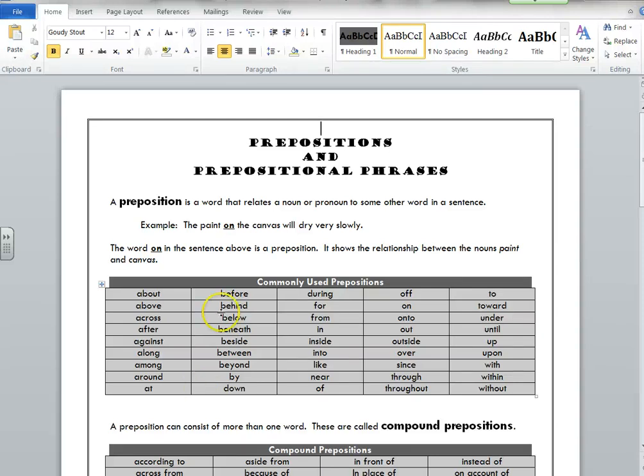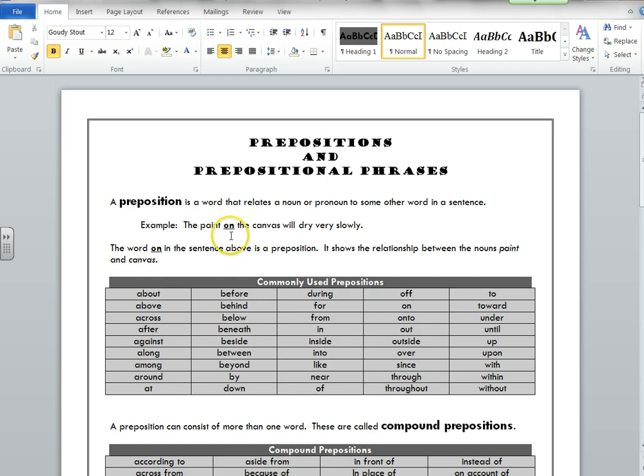This is our first lecture on prepositions and prepositional phrases. A preposition is a word that relates a noun or pronoun to some other word in the sentence. That other word will also be a noun, a pronoun, or the verb. So, as an example: the paint on the canvas will dry very slowly.